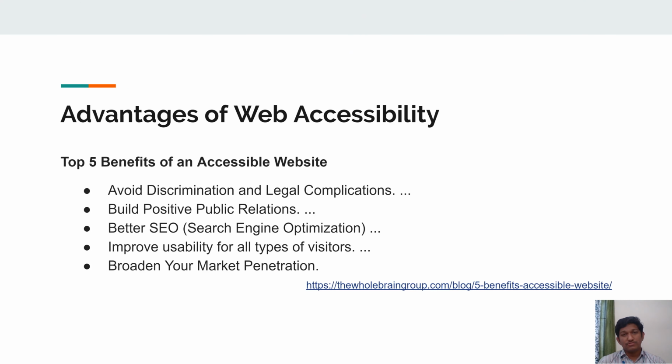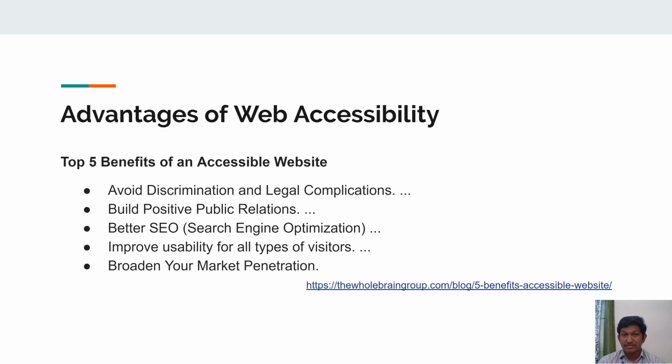There are a lot of advantages to web accessibility. The top 5 advantages we got from wholebraingroup.com: it avoids discrimination and legal complications. For example, if a website does not have alternative text for any image, it is considered discrimination, that the website is only designed for people who see well. So it does not feel good for a person who is visually impaired. Such discrimination can be avoided, and it builds positive public relations.